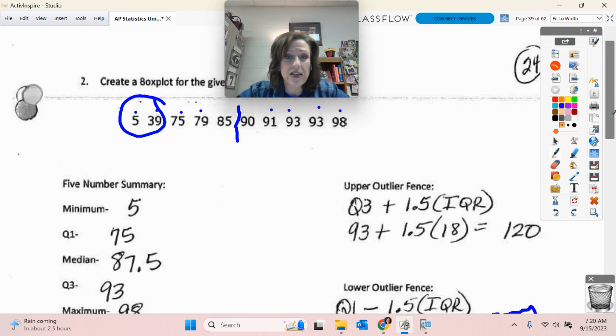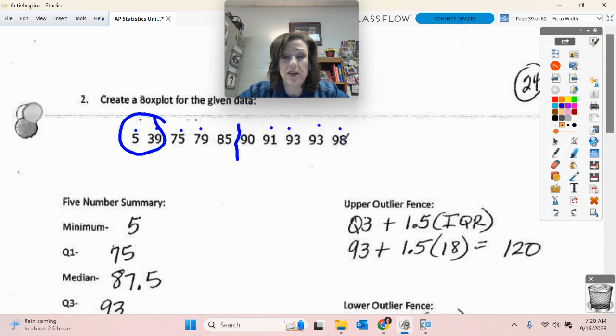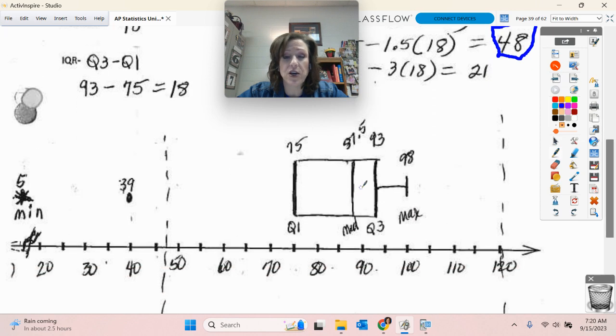Now, for the max, the upper fence 120 had no upper outliers. So therefore, I can go ahead and put my whisker to the max. So put those outliers on. Now, remember that when you do a whisker and you have outliers, your whisker needs to go to the next piece of data inside the fence. Do not take the whiskers out to the outliers. Do not take your whiskers to the outliers. The whisker goes to the next piece of data inside the fence.